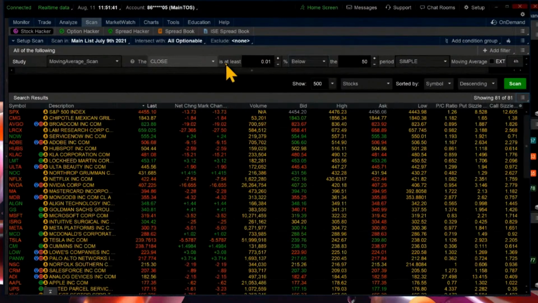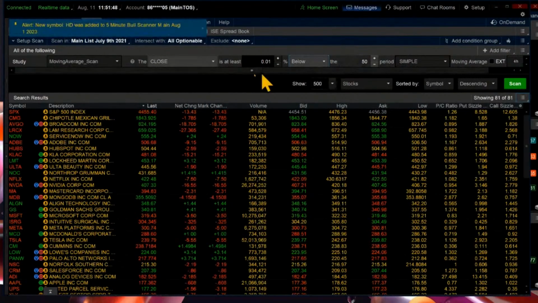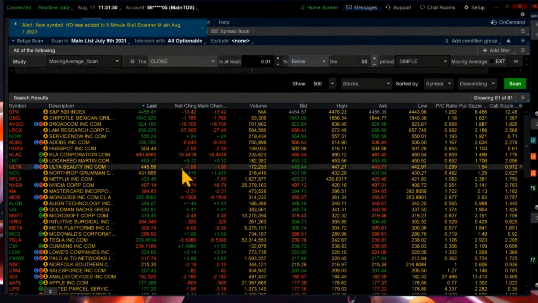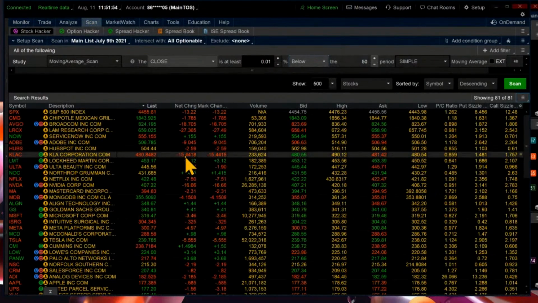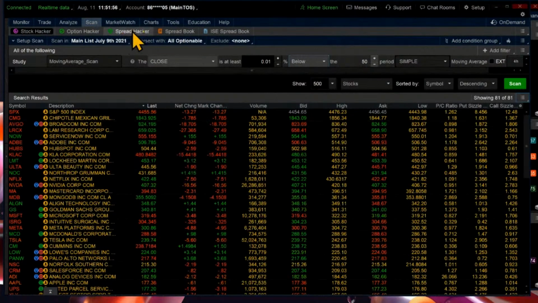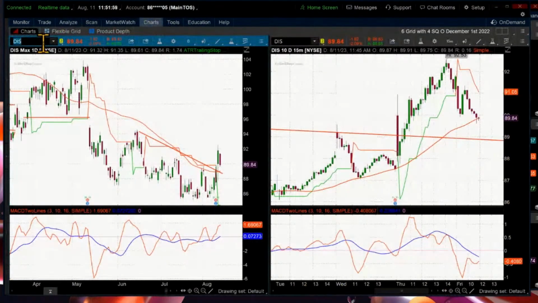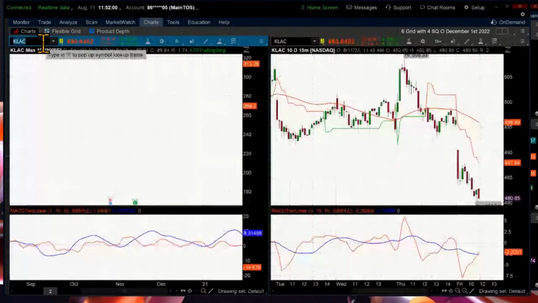So all you do in here is you identify that. You identify what is under the 50, and those are the ones. It doesn't mean they have to go down, but it means the bear flags are more likely to work. So let's look at KLAC. Give you a for instance in here.